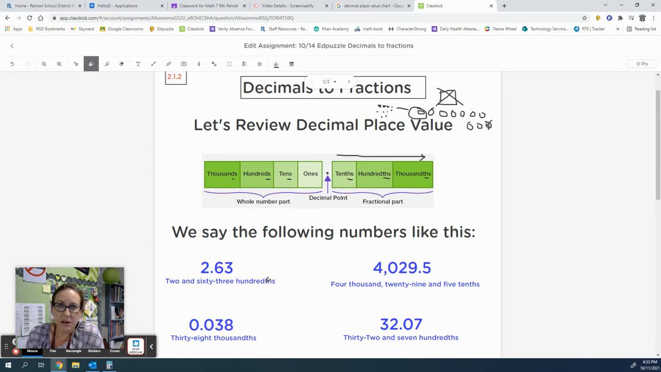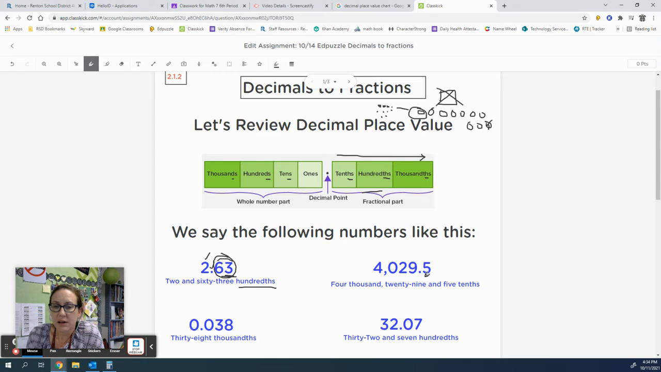So when we have numbers, we say them like this. So let's say we have 2.63. How we say that is 2 and 63. The 3 is in the hundredths place, so it's 2 and 63 hundredths. The 3 is in the hundredths place, so we say this as 63, but then we use the term hundredths at the end. So 2 and 63 hundredths.